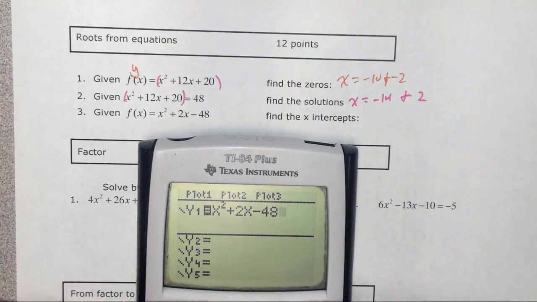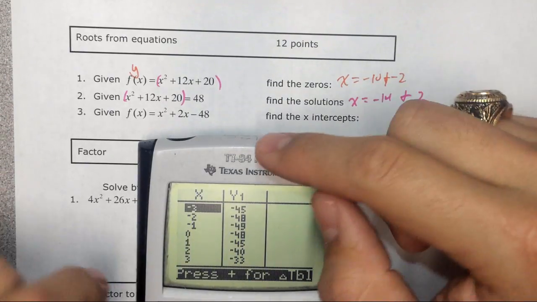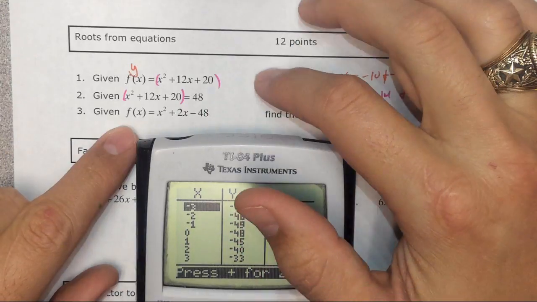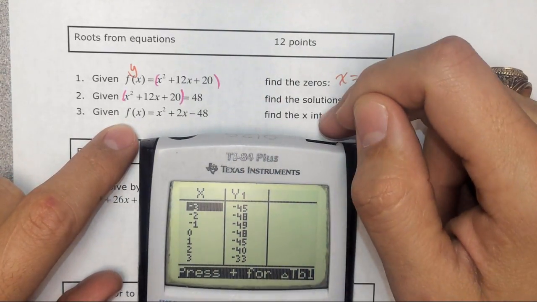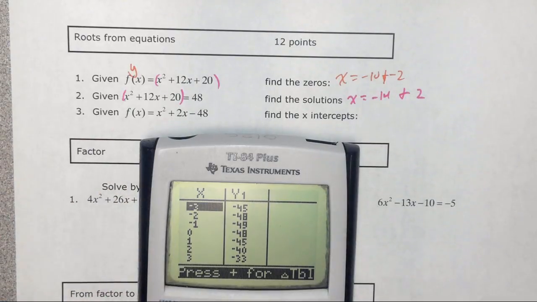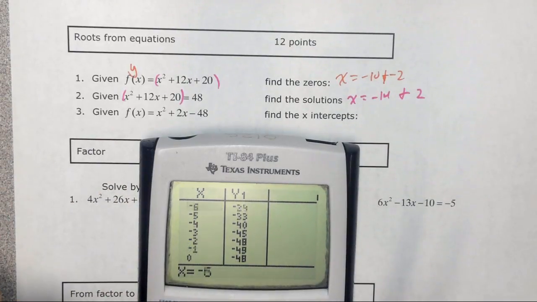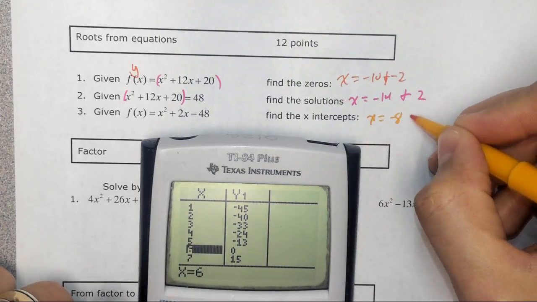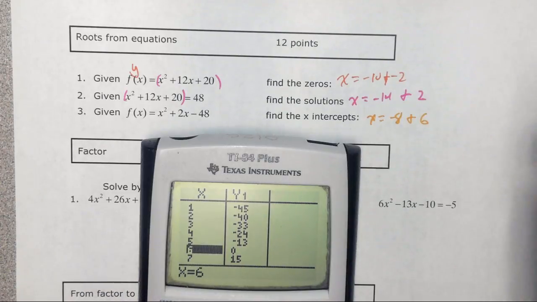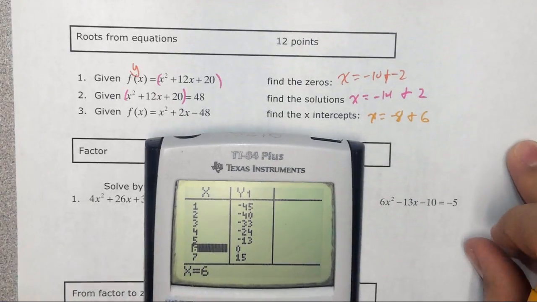And we are going to look at the table. Now, it's not equal to 0, not equal to anything, but it's just f of x equals that, so we're automatically going to look at, well, it says x-intercepts here. So we want to know where it's equal to 0. Let's see, there's negative 8 and 6. So x equals negative 8 and 6 like that.